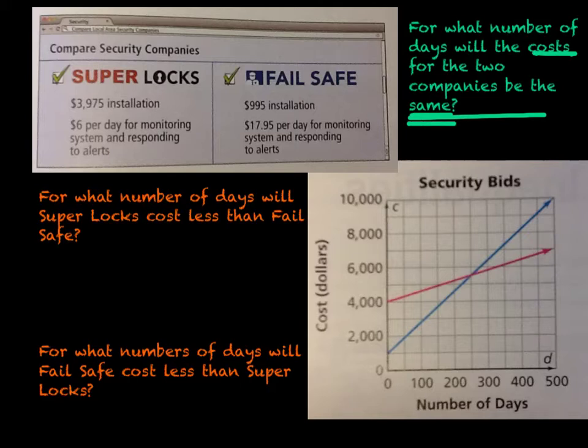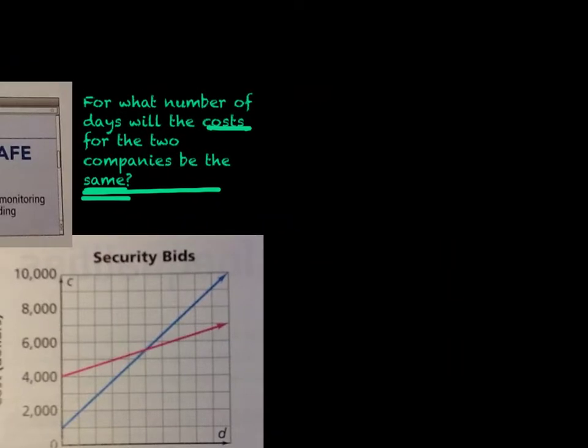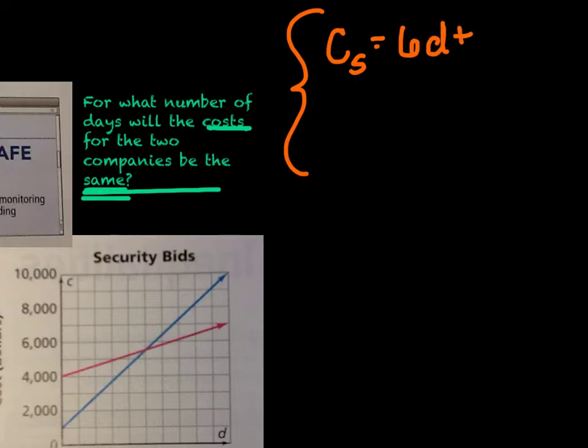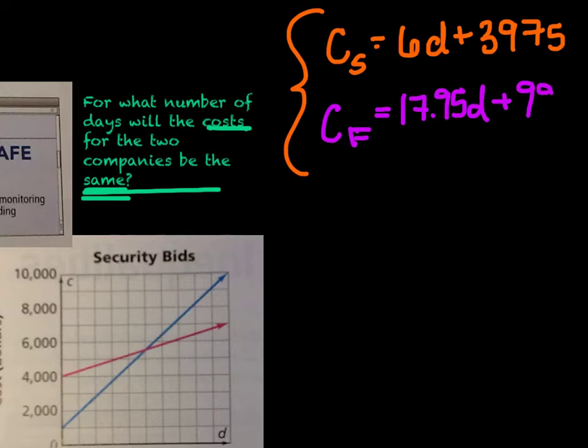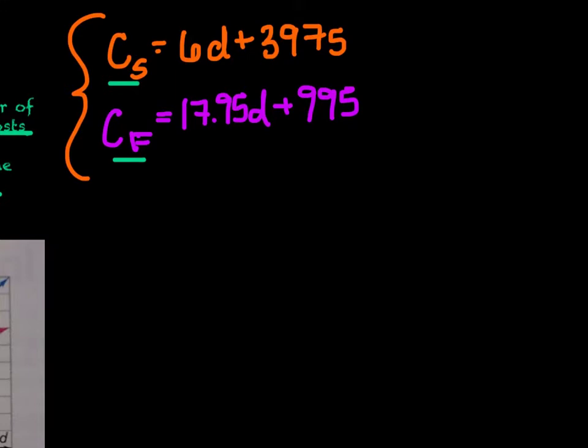We're going to be doing exactly what we have been. We're going to use the substitution method to solve this. So the first thing we need to do is figure out the number of days, so we need a couple of equations. We're going to move this over and create those equations. For the Superlocks company, we can say we're getting $6 per day plus $3,975. And then for Failsafe, that costs us $17.95 per day plus $9.95 for installation. So using this information, we're going to look at when the costs are the same. We're going to set these two equations equal to each other. So let's do just that and solve for this.